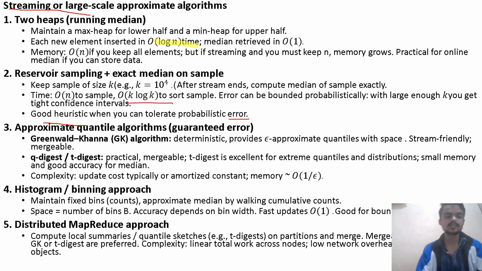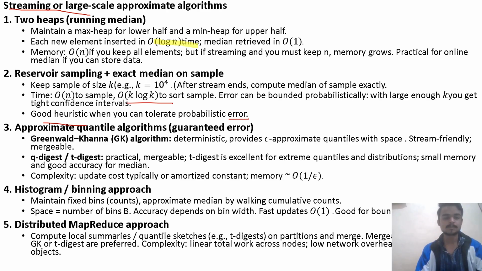Third is the approximate quantile algorithm, guaranteed error. The Greenwald-Khanna algorithm is deterministic and provides epsilon-approximate quantiles with bounded space, stream friendly and mergeable. Q-digest and T-digest are practical and mergeable. T-digest is excellent for extreme quantiles and distributions, with small memory and good accuracy. Complexity: update cost is typically amortized constant, memory is O(1 by epsilon).